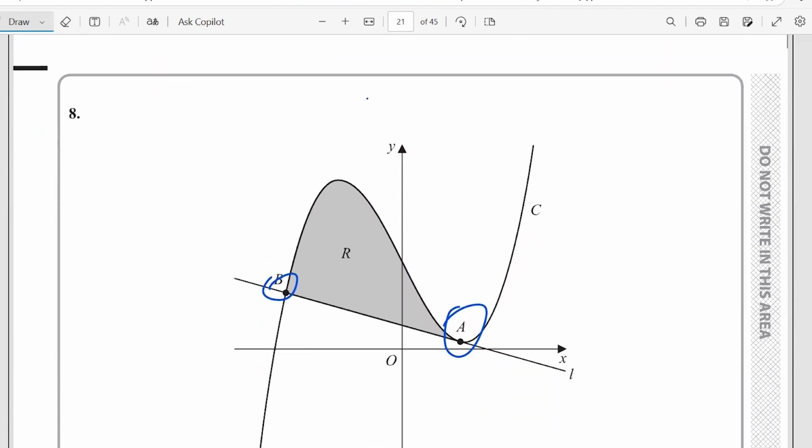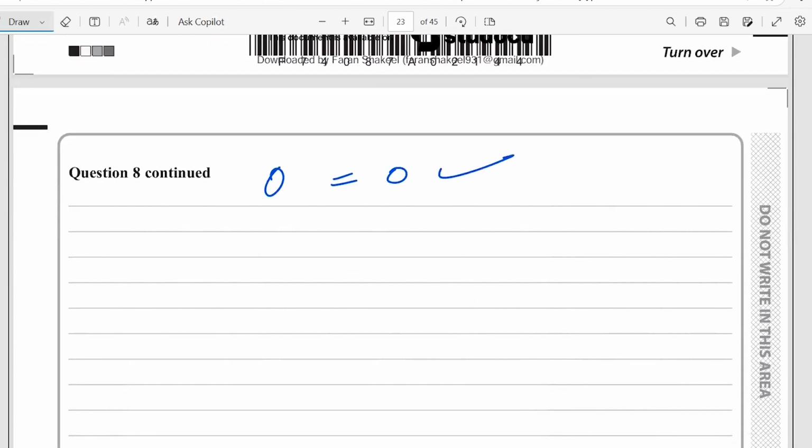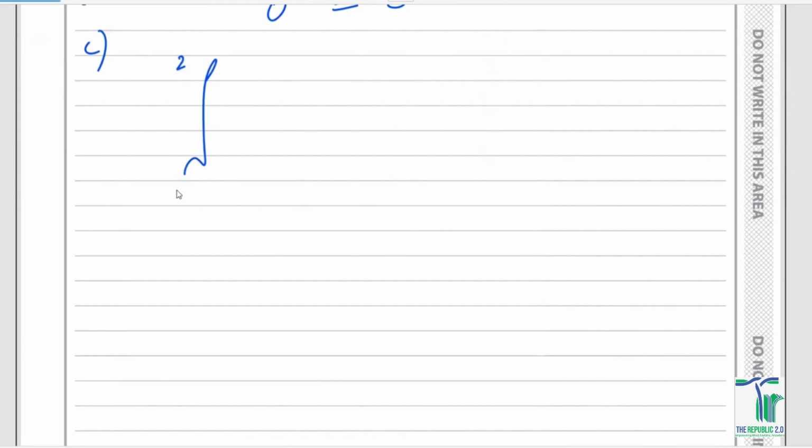What does that mean? Whenever you're looking for such a region, the area bounded is in between the curve and the line. So we just need to write an expression showing that the curve minus the line within the limits of -4 and 2 should give you 108. So I'm just going to write that area down. And for the C part, I must have the integration between -4 and 2.